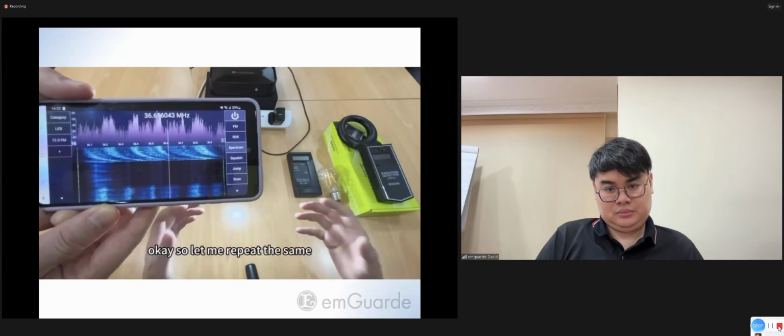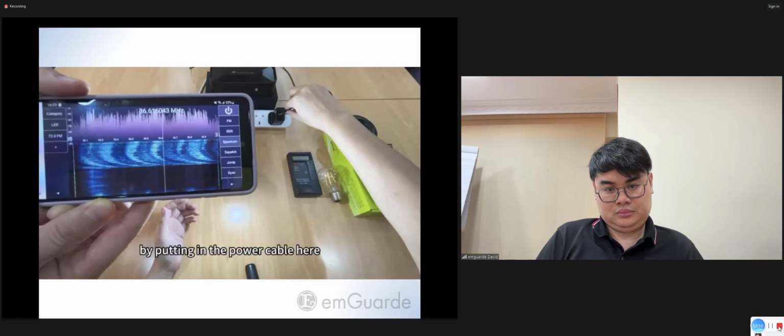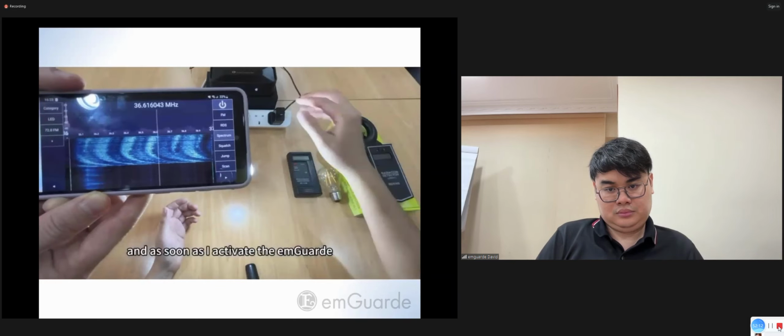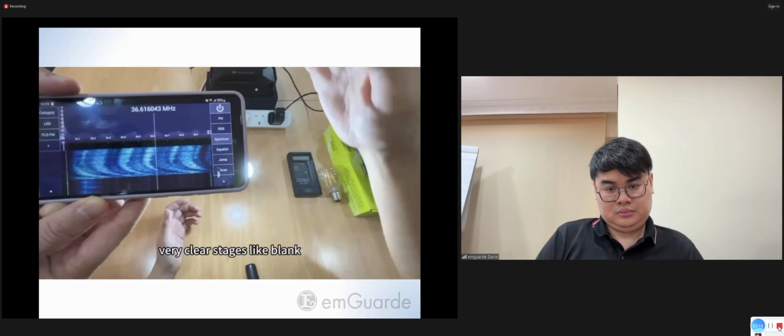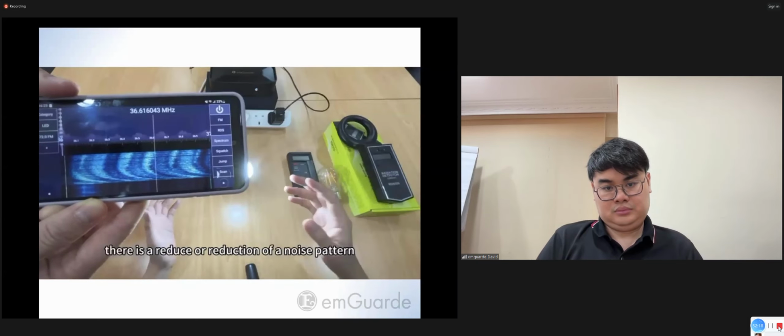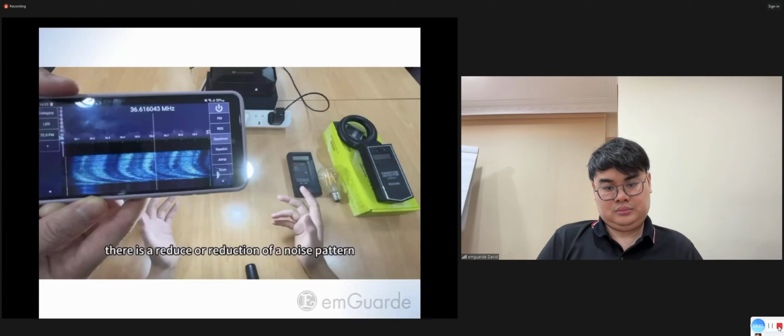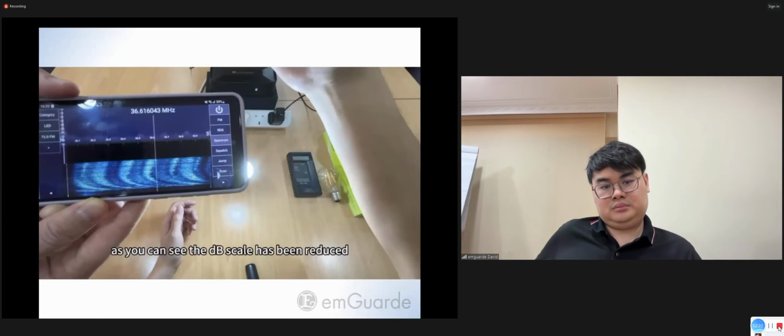Let me repeat the same experiment by powering up the emGuarde. So now let me hook up the emGuarde by putting in the power cable here. As soon as I activate the emGuarde, the waterfall spectrum goes to a very clear state. It's like blank. There is a reduction of the noise pattern, even on the dB scale. As you can see, the dB scale has been reduced.